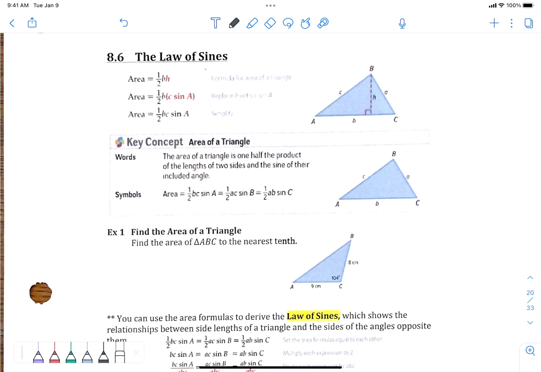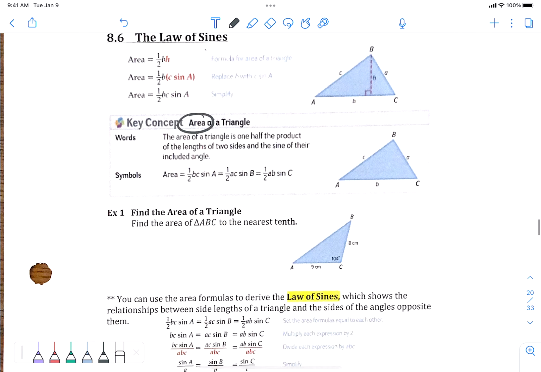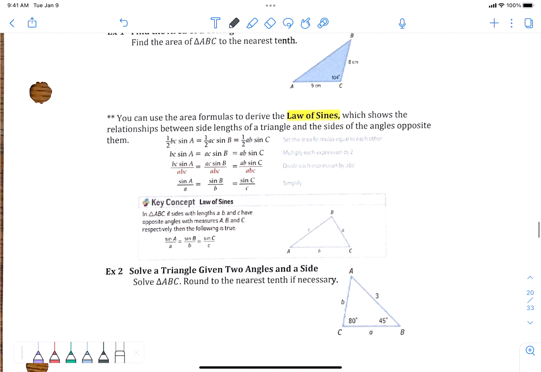This is 8-6, and this is actually just the first half of 8-6. We're going to go over the second half on Monday. Law of sines. There's only like 5 homework problems, I think, for this. But the law of sines has 2 concepts that we're going to talk about today. One of them is the area of a triangle, so I'm going to put a number 1 next to that. And the second one is the actual law of sines itself. So we're going to talk about those 2 things today and then be done.